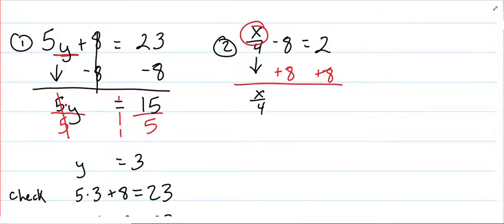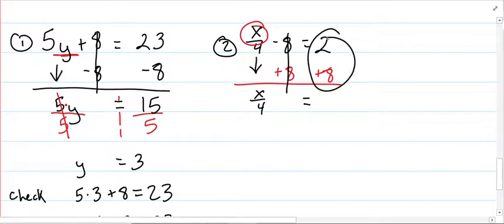I bring down the x over 4. Negative 8 plus 8, or minus 8 plus 8 equals 0. And I don't really have to write plus 0 down here. So I'm going to keep going. I'm going to bring down that equal sign, and then 2 plus 8 equals 10. So now I have x over 4 equals 10.